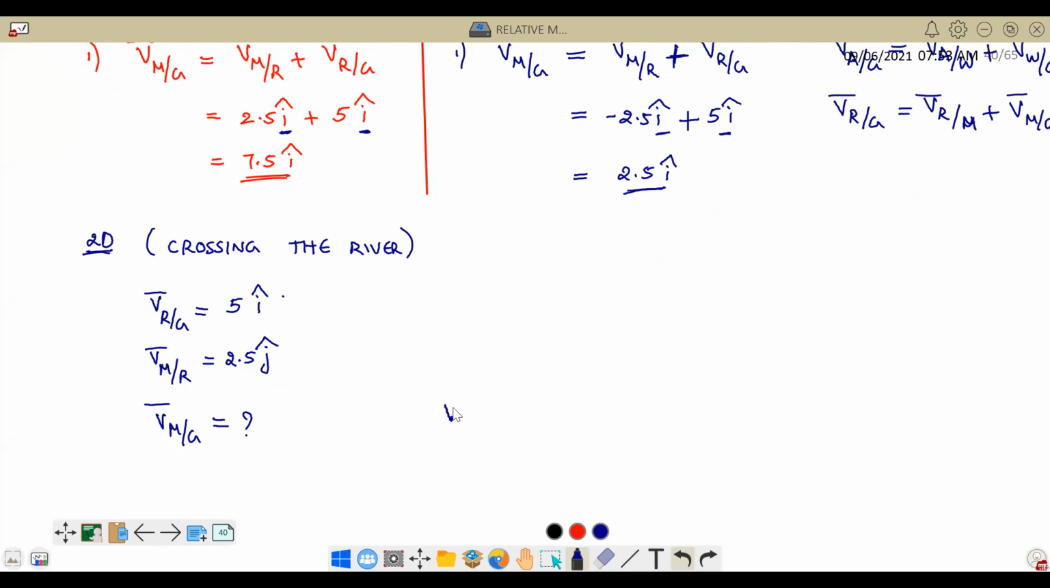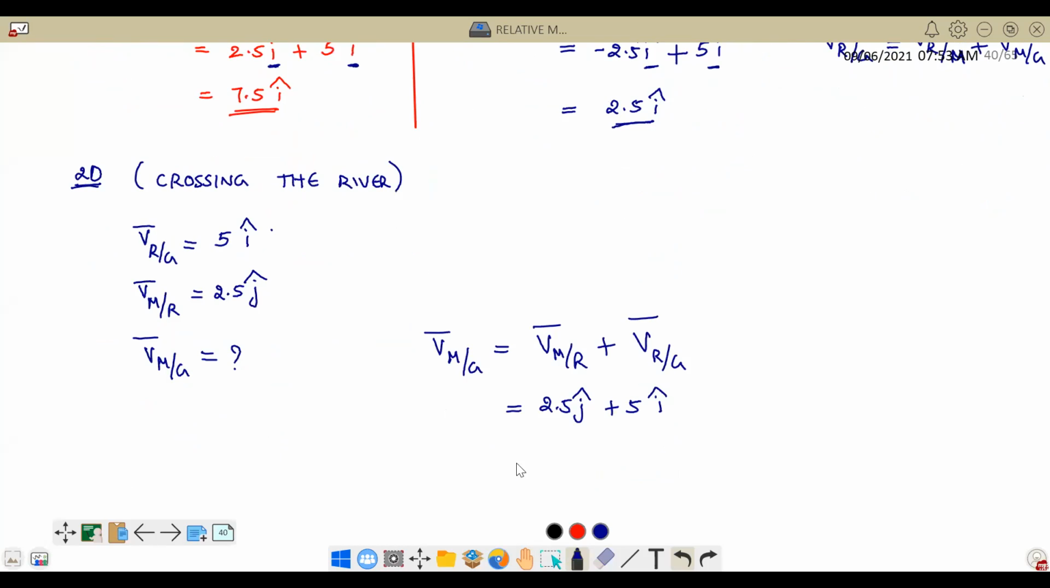So what is the equation? Velocity of man with respect to ground equals velocity of man with respect to river plus velocity of river with respect to ground, which is equal to 2.5 J cap plus 5 I cap. So should I write 7.5? No, sir. Root over 2.5 square plus 5 square. So this is two dimension, and the earlier one is one dimension. Are you able to understand that? So you have to be careful.